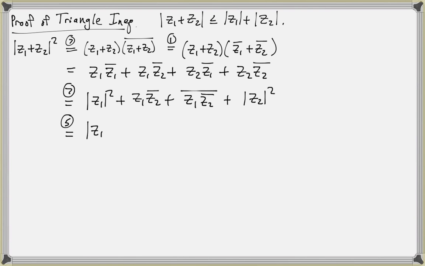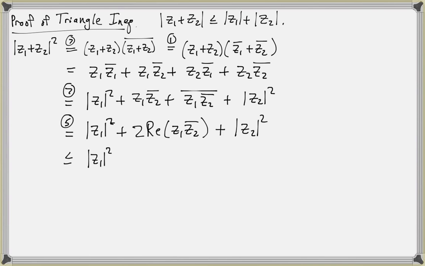So I have the absolute value of z1 squared plus twice the real part of the complex number z1 z2 bar plus absolute value of z2 squared. Well, then I'm going to use the fact that the real part of a complex number is less than or equal to the modulus of a complex number. So absolute value of z1 squared plus 2 times absolute value of z1 z2 bar plus absolute value of z2 squared is going to be greater than or equal to the previous quantity.